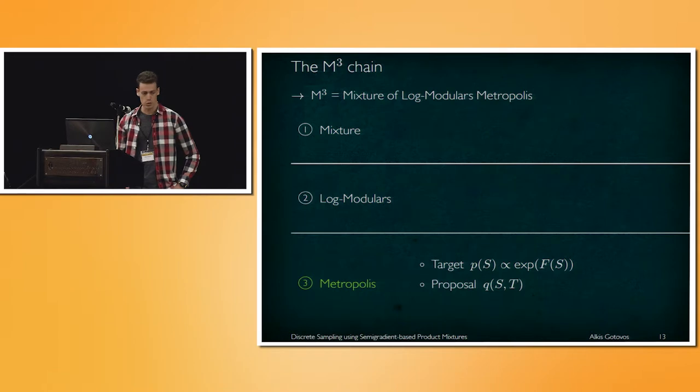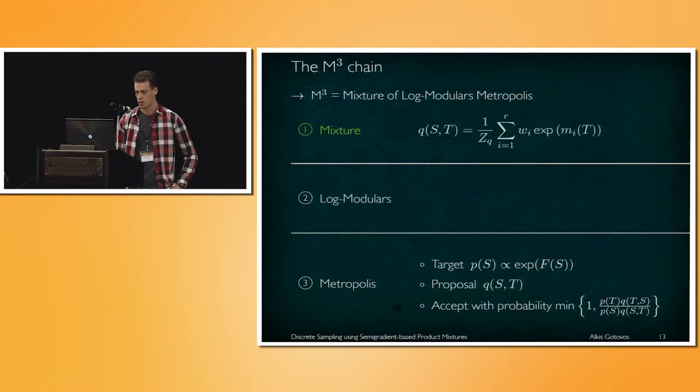Then we have a proposal distribution, Q of S, T, I'm gonna talk about this in a second. And then at each step, if we are at state S at the moment, we get a proposal T from the proposal distribution Q, and then we accept with a standard Metropolis-Hastings probability, as shown here. Okay, let me talk now about this proposal distribution Q, which we define here as basically, it has the form of a mixture, and this mixture is basically a weighted sum of these e to the m_i distributions.